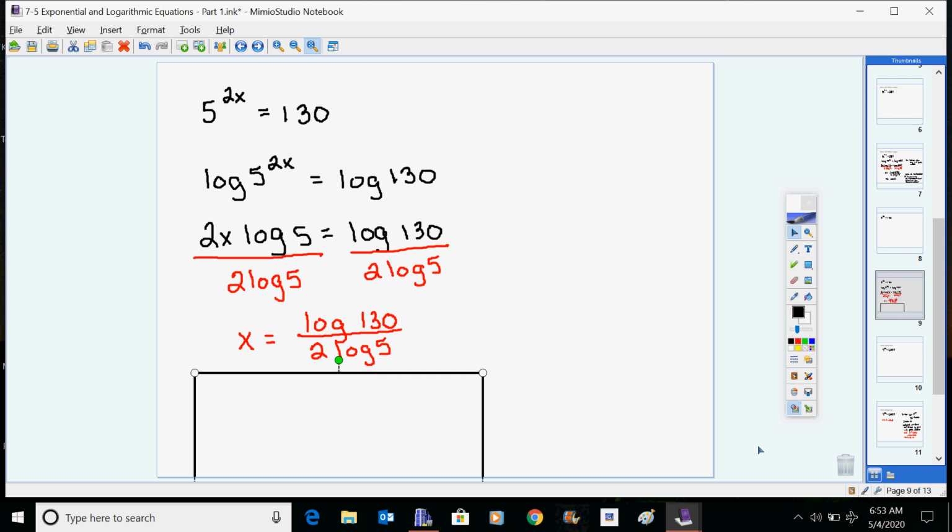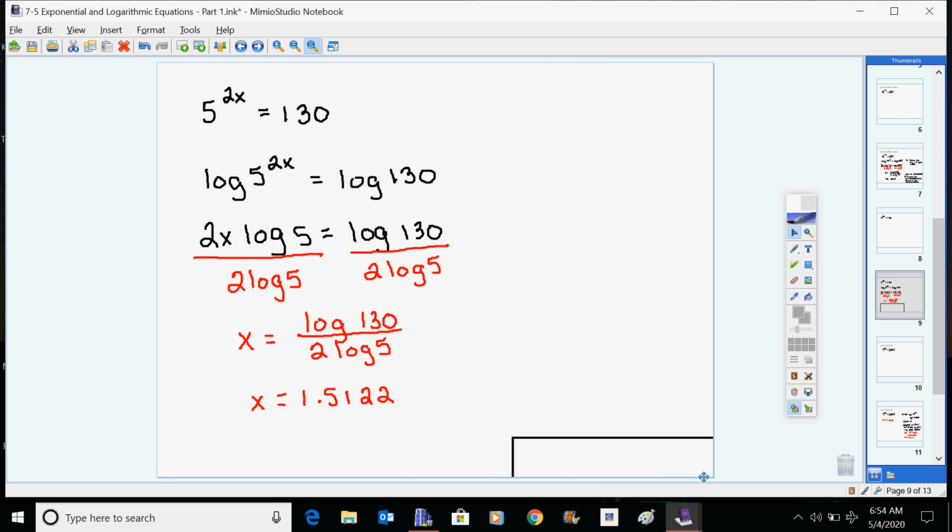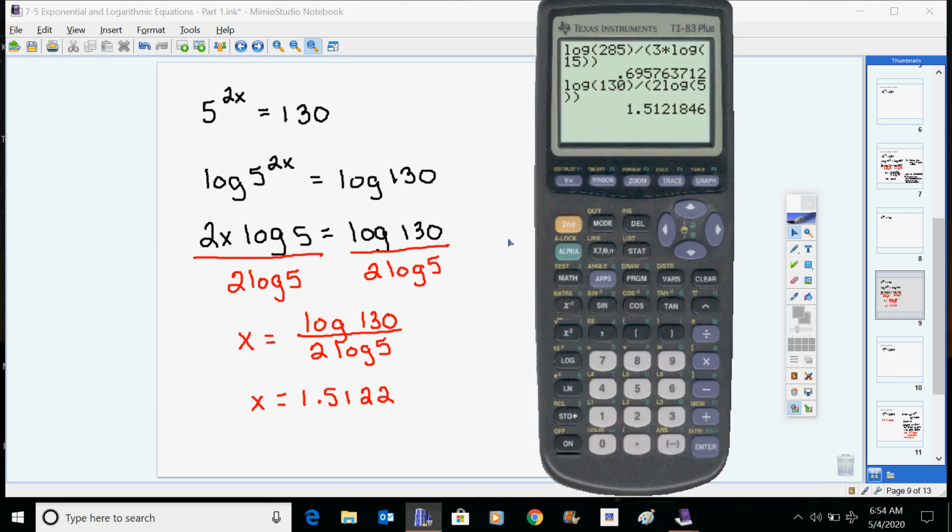Use your calculator carefully, remembering to put in the parentheses. So I'm going ahead and doing that. Log of 130, divided by 2 log 5, because it does you no good to get the good steps done and then not do the last step correctly. So you say, okay, how do I know that I didn't make a mistake? Because you have 1.1512.